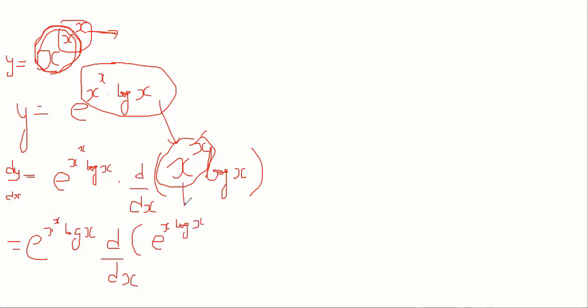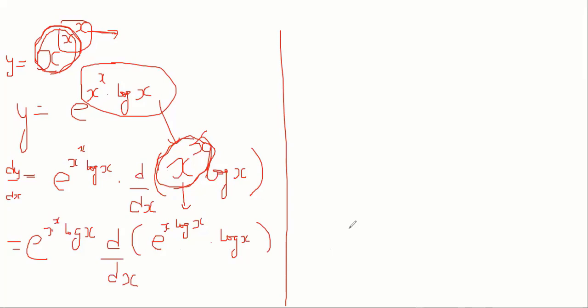I wrote only this as e to the power x log x, and into log x already I have. So what I did, I just took this part and again converted it to e to the power x log x. This is how the question becomes now. I know it may feel difficult initially, but when you understand that we can always write x to the power x as e to the power x log x, then no problem.